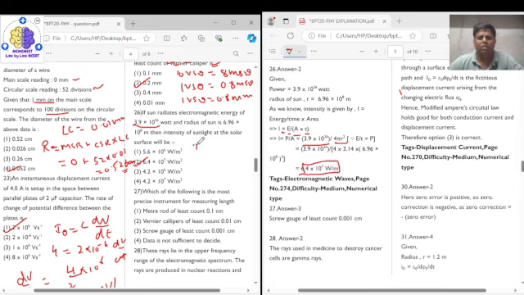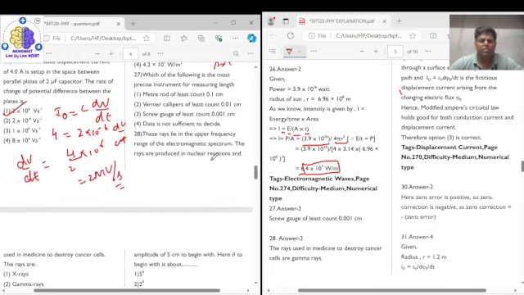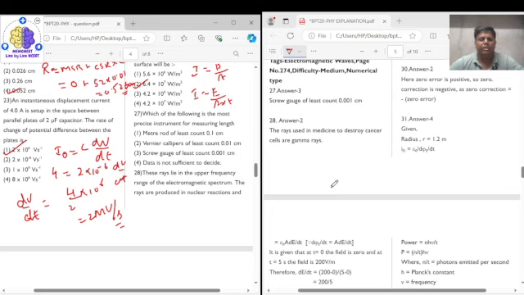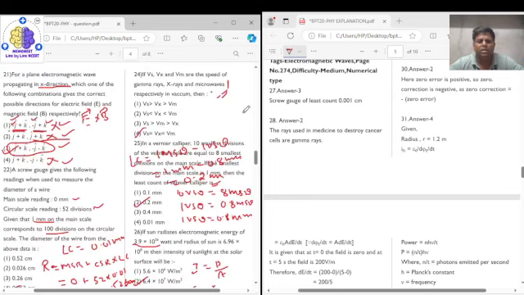So the formula is, intensity is equal to power upon area, or you can say intensity is equal to energy upon area into time, right? Coming to question number 27. Question number 27 says, which of the following is the most precise instrument for measuring length?